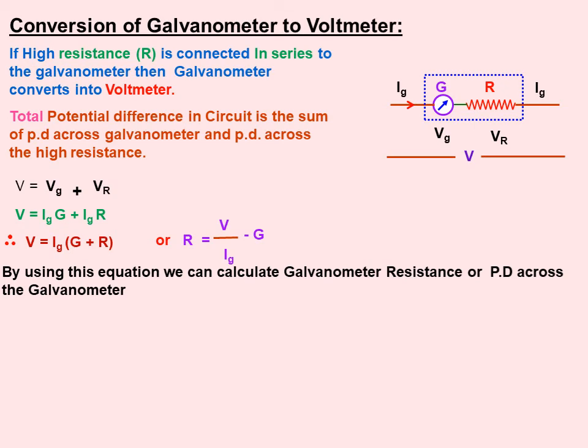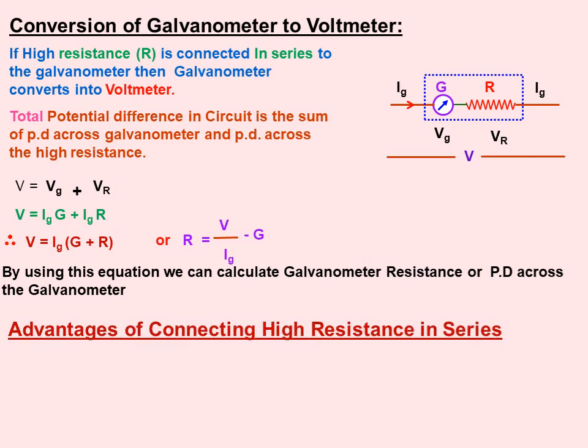So hope you understood, my dear student. Here only 2 or 3 things we have to write. First, write the definition: if a high resistance R is connected in series to the galvanometer, then the galvanometer is converted into a voltmeter. Then you draw the figure very accurately and then write the mathematical expressions. Okay.